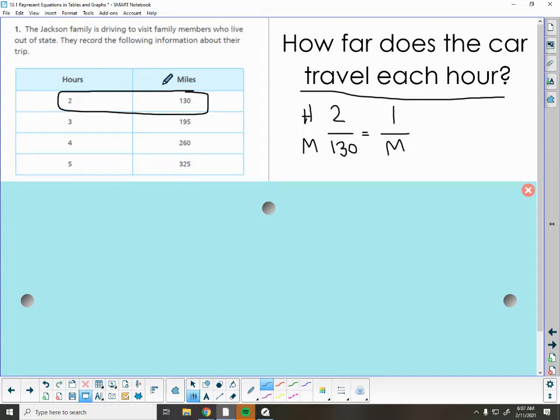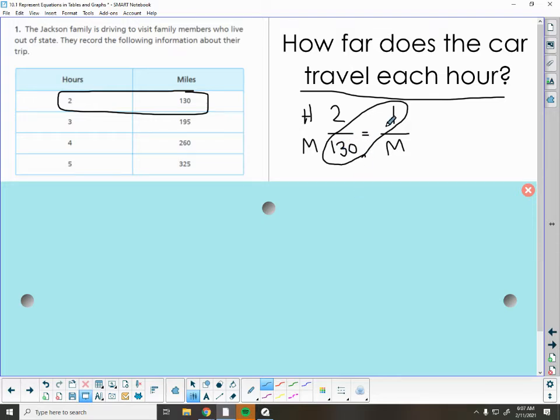Do I take 2 and divide it by 130? Do I take 130 and divide it by 2? I can just never remember which way to set up the problem. But when I use these proportions, it's going to show me what I need to do. So here I can see we need to multiply these numbers.